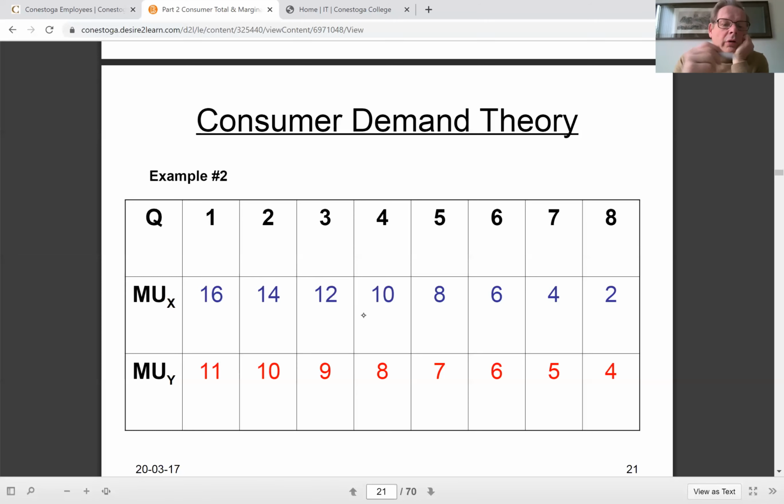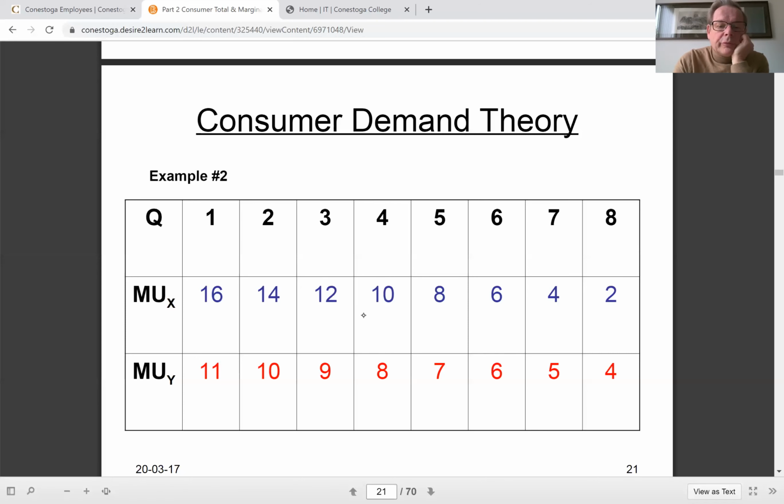Question now is, where are we going to spend the fifth and sixth dollar? If we spend it on X, we're going to get 16 levels of satisfaction. If we buy the fifth and sixth unit of Y, we are going to get 13 levels of satisfaction, 7 plus 6.